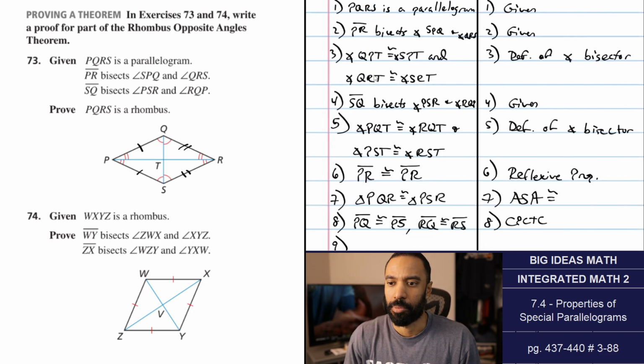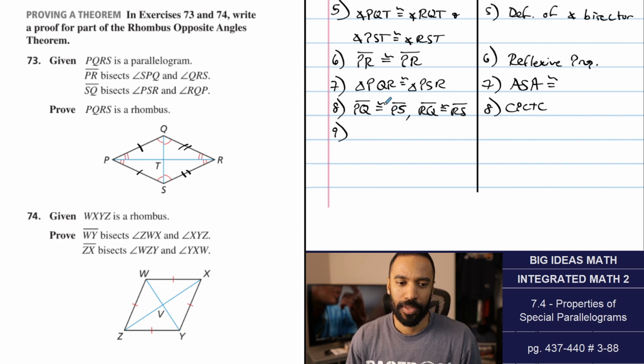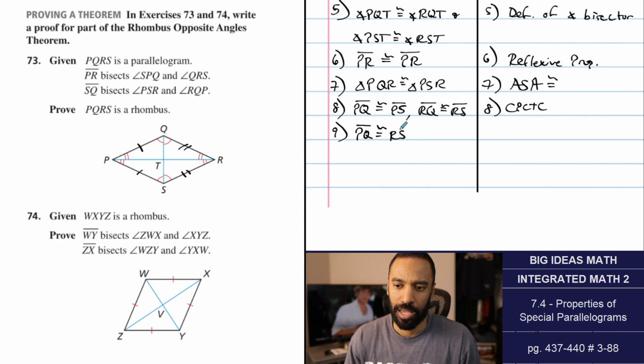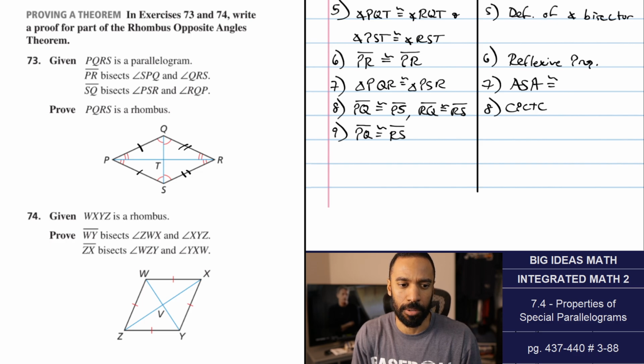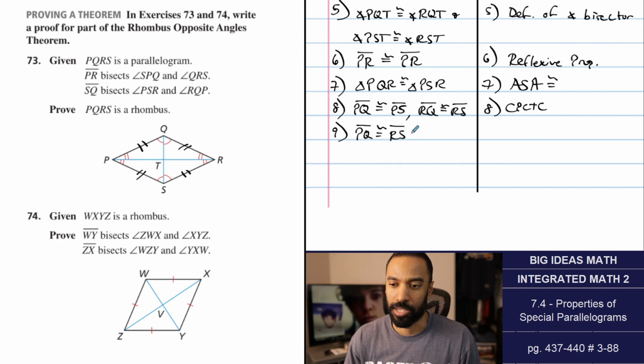Step 1, PQRS is a parallelogram. Now I can say that PQ is also congruent to RS, and so these are opposite sides. PQ congruent to RS. Now I can double mark that. And then RQ congruent to PS, or PS congruent to RQ.